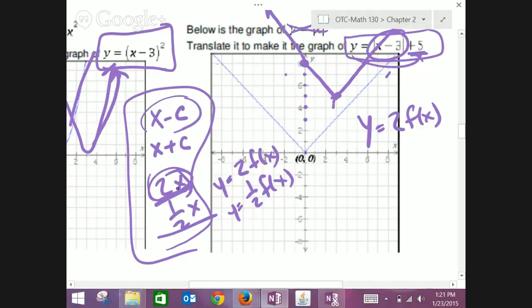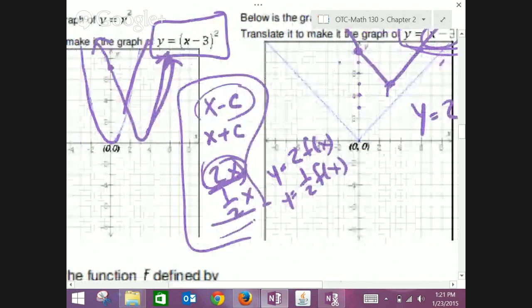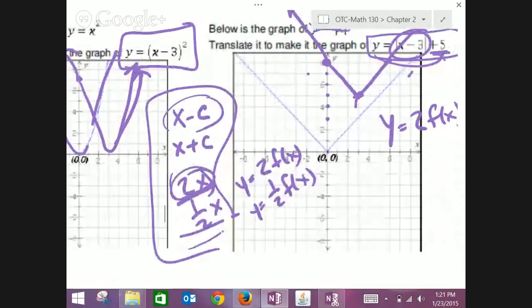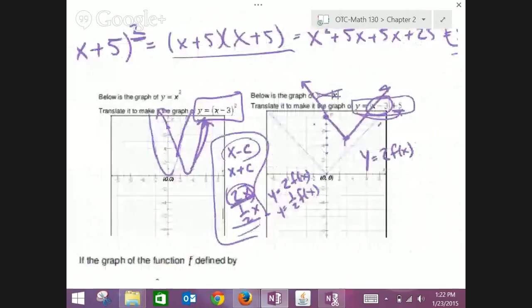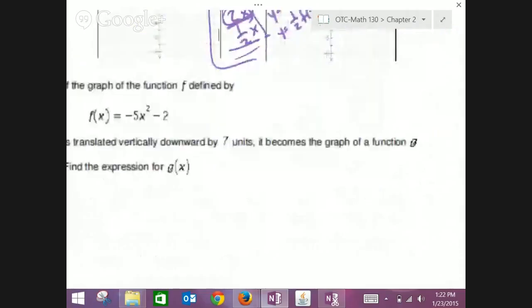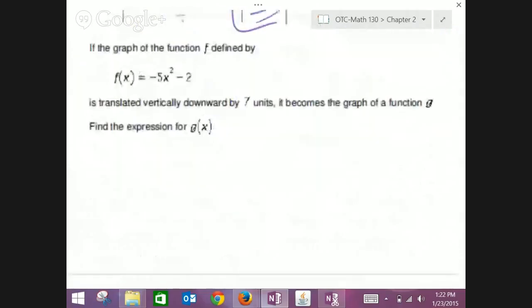And we'll do some of those stretching and shrinking on the next page. But the first step is understanding the shifts, and x is kind of counterintuitive. X minus 3, that's to the right 3. X plus 3, that's to the left 3. We did one very similar to this in class.